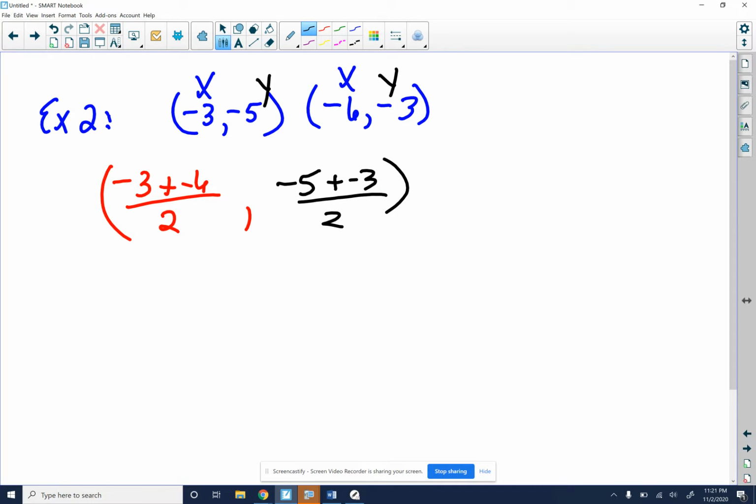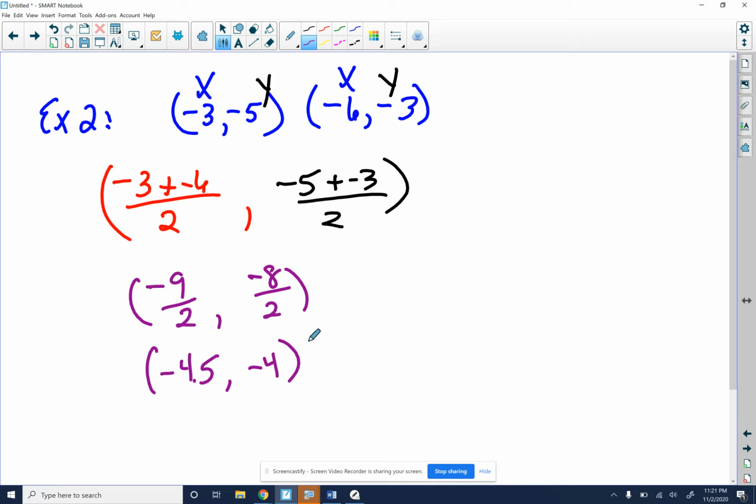So now let's see what we're going to end up with here. -3 plus -6 is -9. Divided by 2 gives me what? -4.5. You can do that on your calculator if you want. -5 plus -3 is -8. Divided by 2 gives me -4. And there's my midpoint. And that's all you have to do.